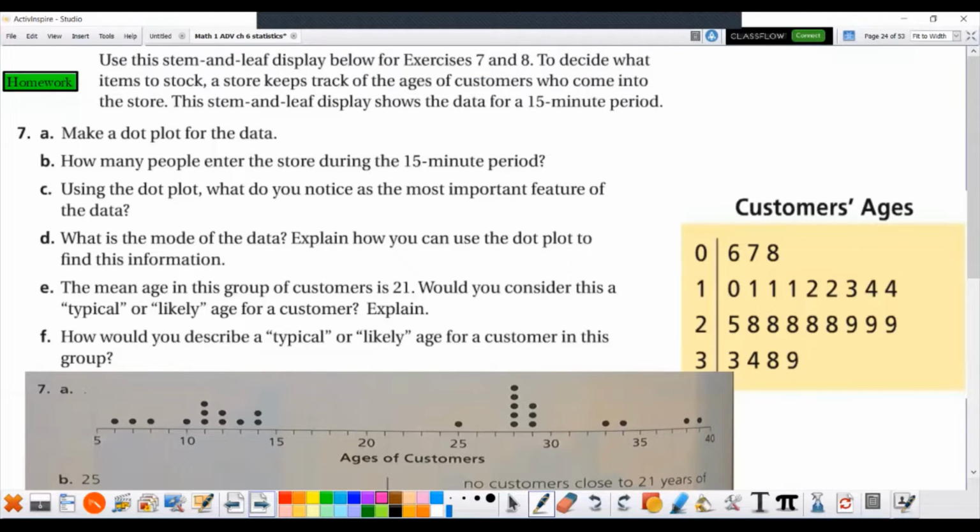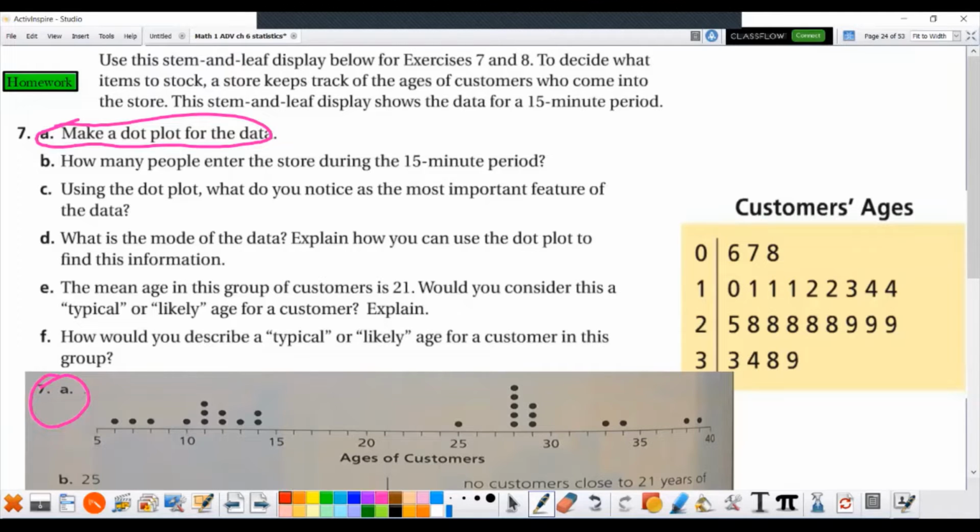This was a store. Decide what items to stock. A store keeps track of the ages of the customers that come into the store. This is for a 15-minute period. It says, make a dot plot for the data. Down here is the dot plot.